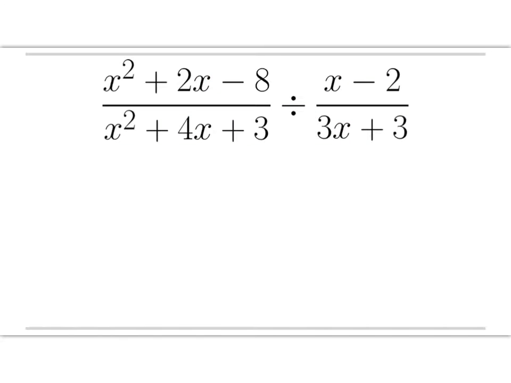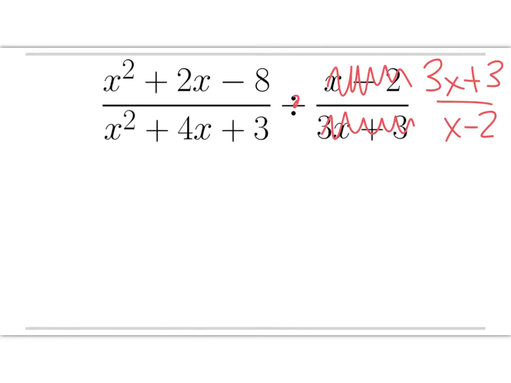So how do we divide? Well, the first thing to remember is that division of a fraction is really multiplication by the reciprocal. So I'm going to rewrite this. We're going to do a little bit of editing here. And we're going to change the divisor from x minus 2 over 3x plus 3 into 3x plus 3 over x minus 2. And we're going to get rid of this. We're going to get rid of this. And we're going to say that this is really multiplication.